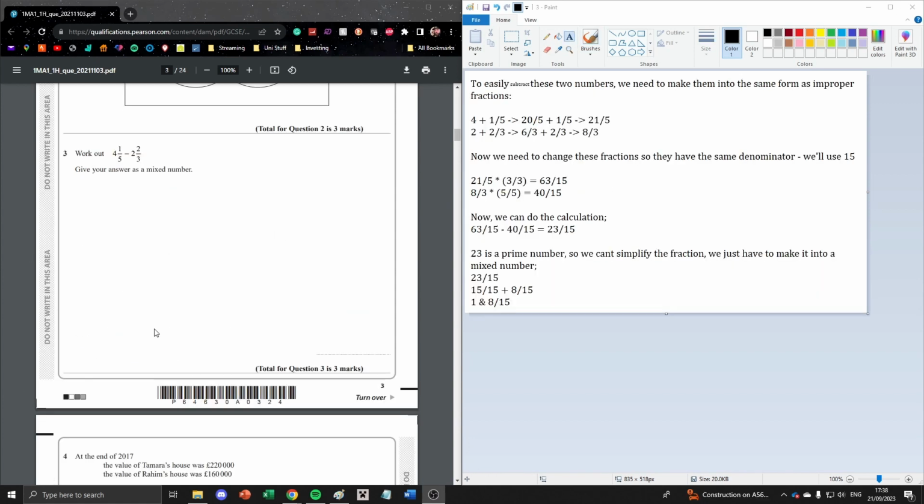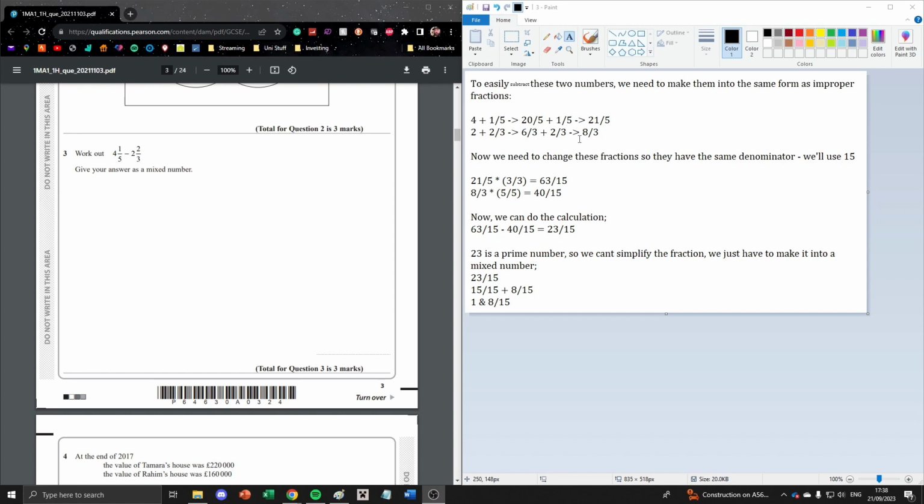Question 3 is basically a subtraction problem with mixed numbers, and we're asked to give our answer as a mixed number. So what we immediately don't like about this question is that they're using different denominators. So this is 4 and 1/5, and this is 2 and 2/3. And that's going to make the question harder than it needs to be.